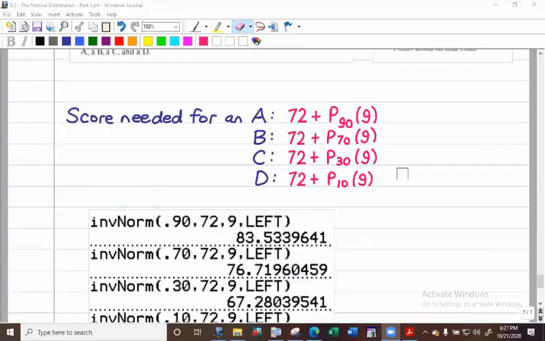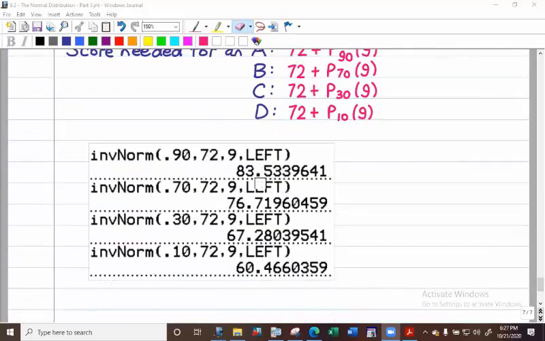So here's each of the setups. This is the minimum score. I don't know whether they're rounded or not, I'll just use one decimal place. It takes an 83.5 to get an A, 76.7 to get a B, 67.3 for a C, and 60.5 is your minimum for a D. So that's really what curving grades is.